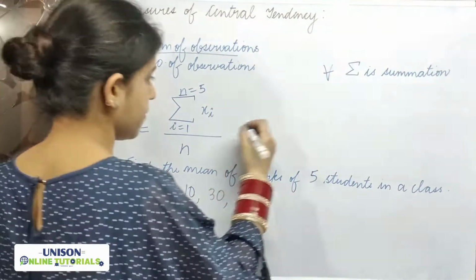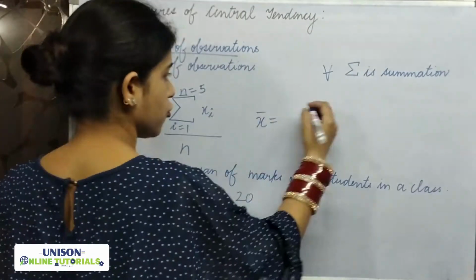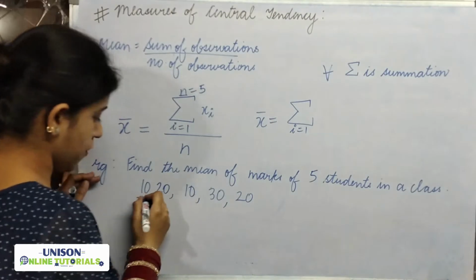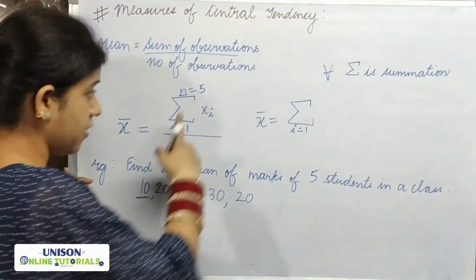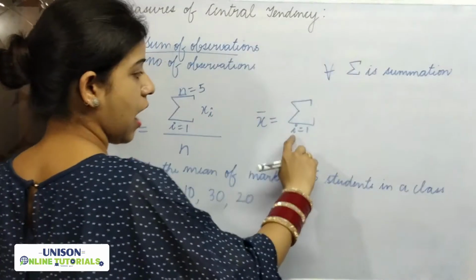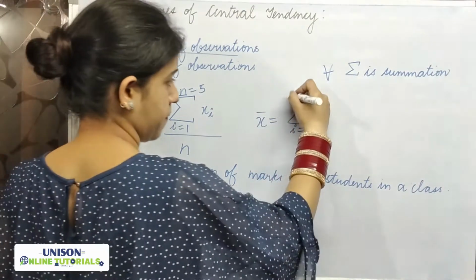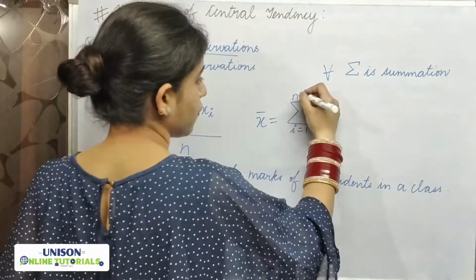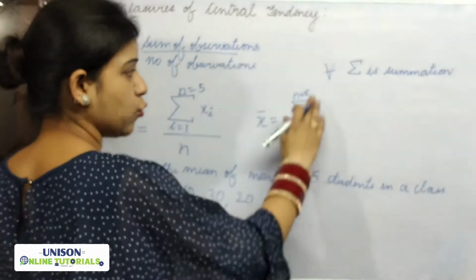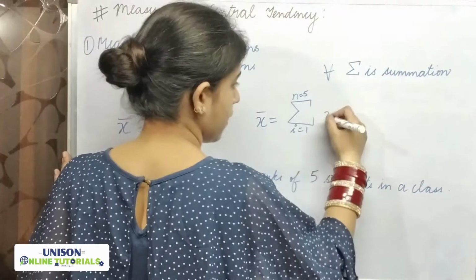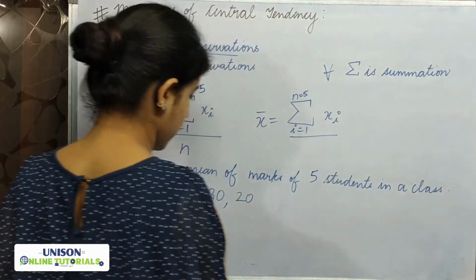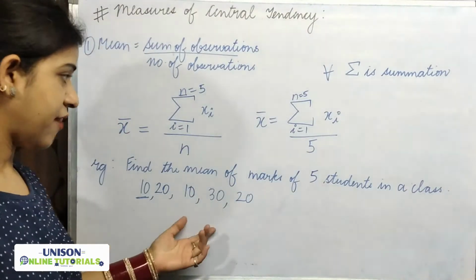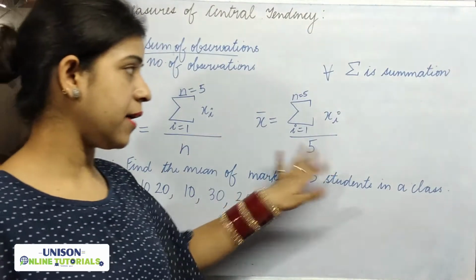To solve this example, here mean is summation of xi, i equals 1 to n. Here first observation, i equals 1, means 10. Here n is 1, 2, 3, 4, 5. We are having 5 observations. So we have taken summation of 1 to 5 terms xi by n. Again n is total number of observations. So we have to add these 5 observations and divide it by 5.